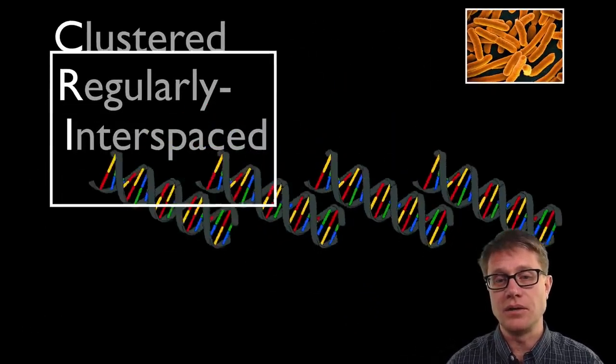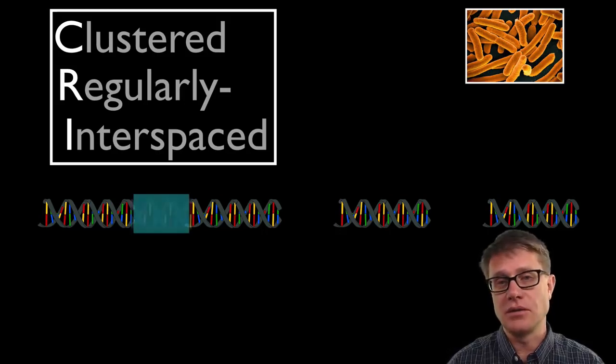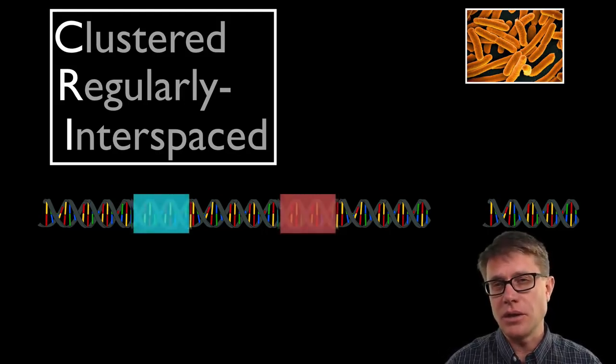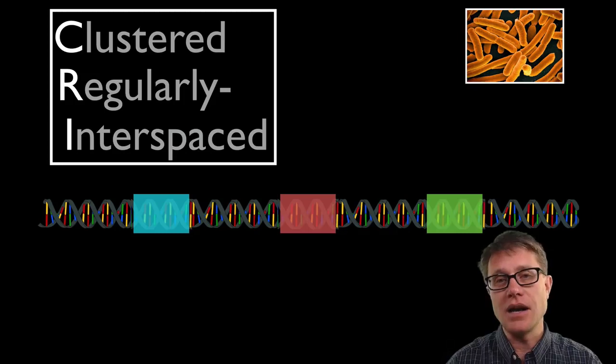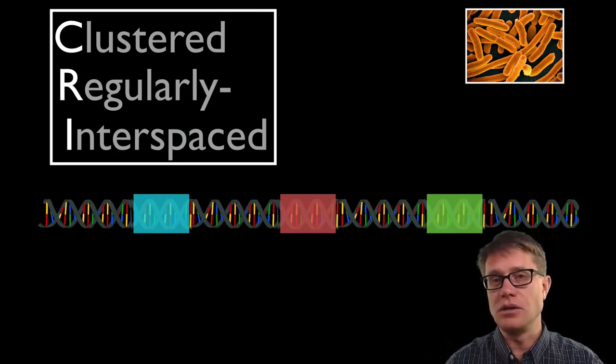So we've got the repeats. Those are all identical, one after another, after another, but they're interspaced. And so what's in the middle, we're going to have what's called spacer DNA. Now what's interesting about the spacer DNA is that it's not identical. Each segment of spacer DNA is going to be unique.